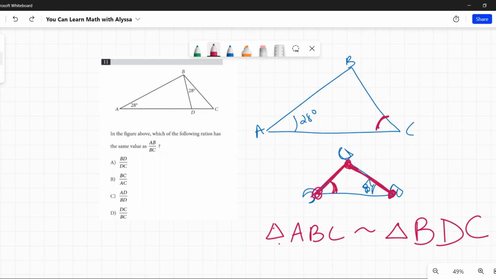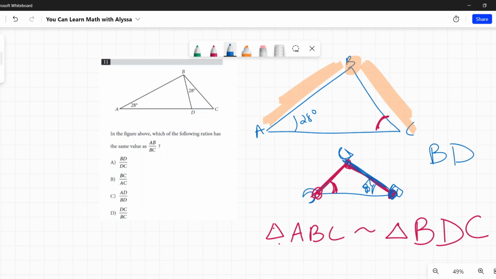So same value as AB to BC. So they're saying the ratio of this side to that side. We're going from 28 degrees to the side we don't know, to angle C. So I want to do the same thing over on this side. I'm going to start at 28 degrees to the side I don't know, and then the side I don't know to C, BD to DC, and that is A.